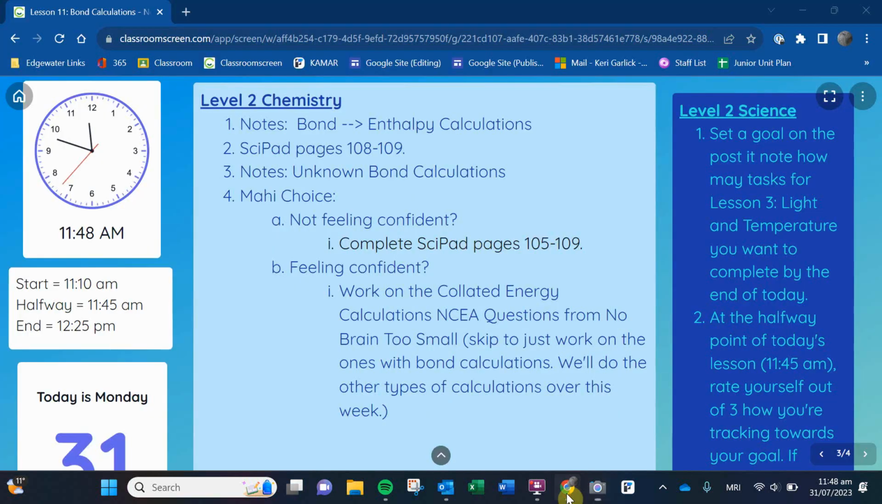So what I want you guys to now do, we'll have a little break, and I want you to do SciPad pages 108 to 109. If you want, you can skip the beginning theory questions and go straight into the calculations. I just want you guys to have a chance just to practice some of the math. And then towards the end of the lesson, I'll show you guys how to do the other version of this question. Cool? All right.